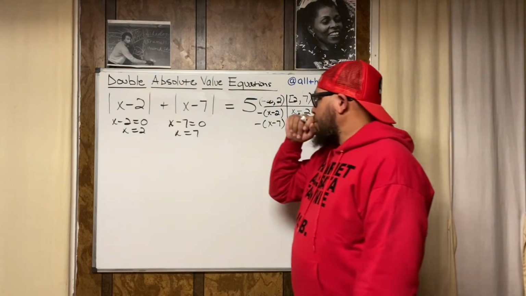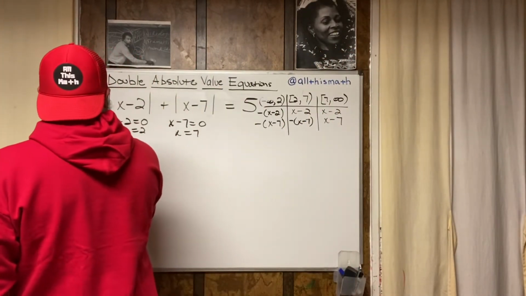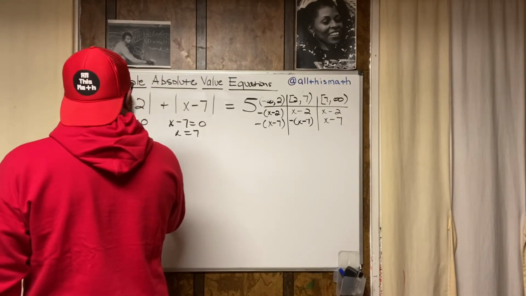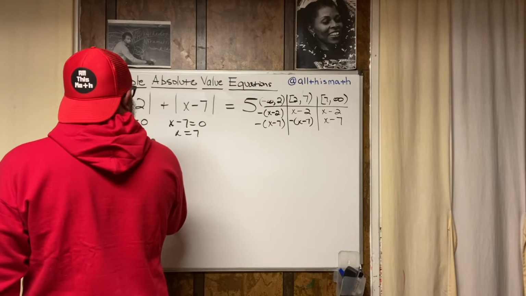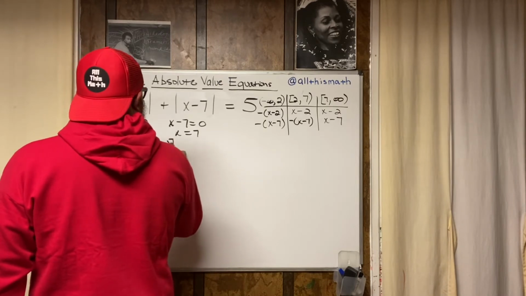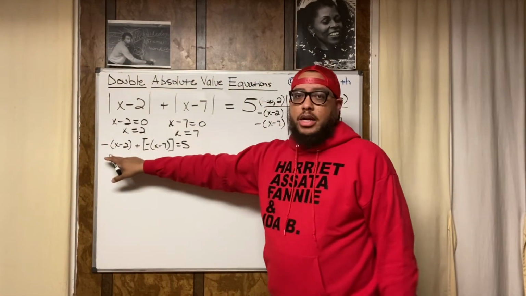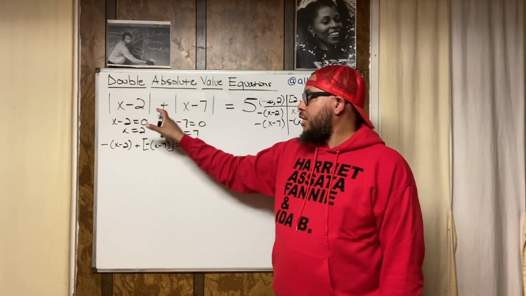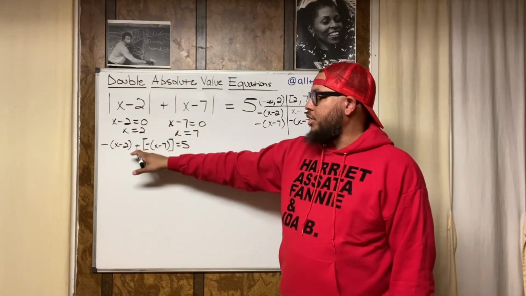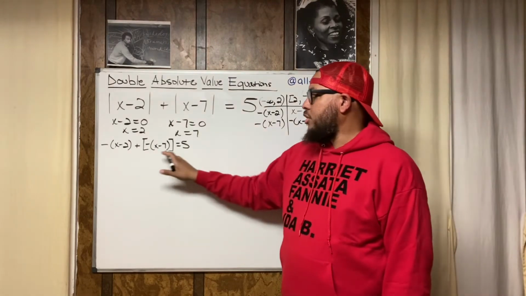All right. So let's go. Let's do the first equation: negative quantity x minus 2 plus negative quantity x minus 7 is equal to 5. So that's my equation. Negative quantity x minus 2 plus, because that's a plus sign, the quantity of, I use brackets to separate the plus sign from the negative sign, because that's negative quantity x minus 7 is equal to 5.